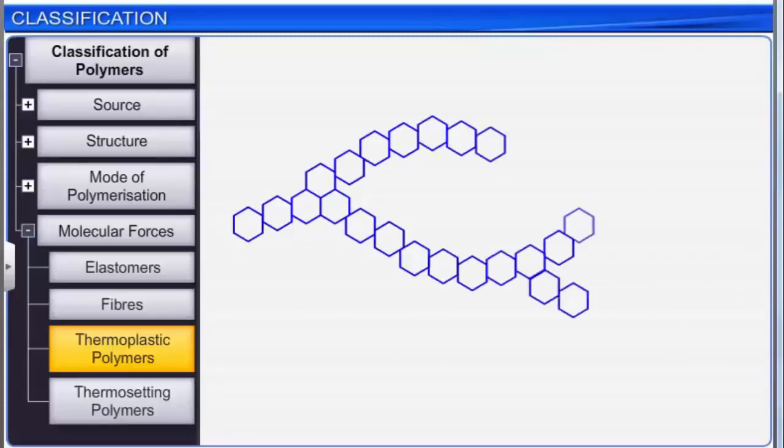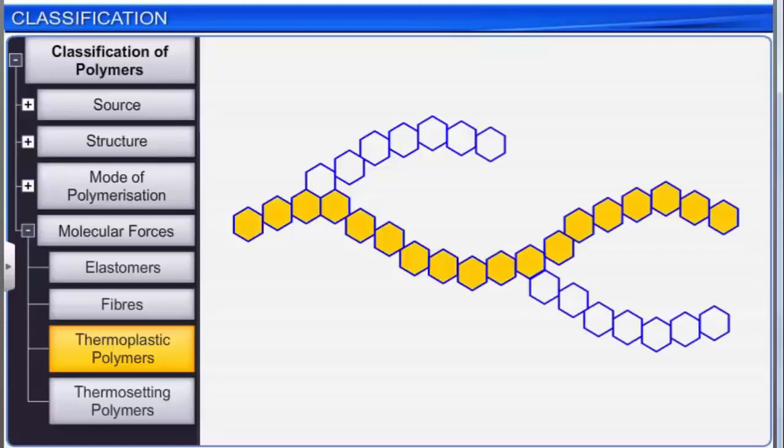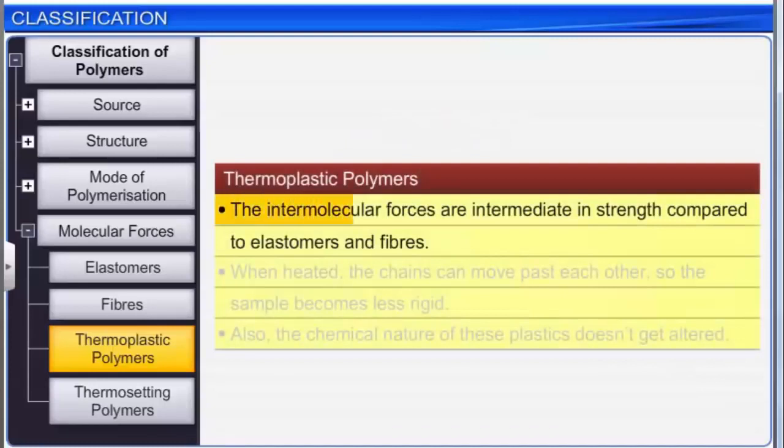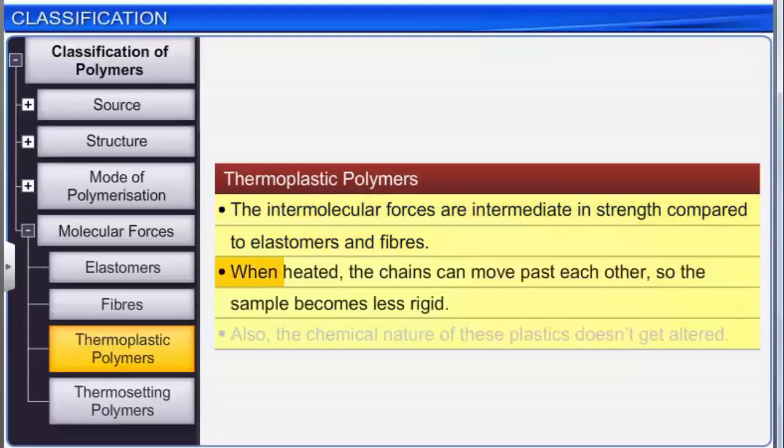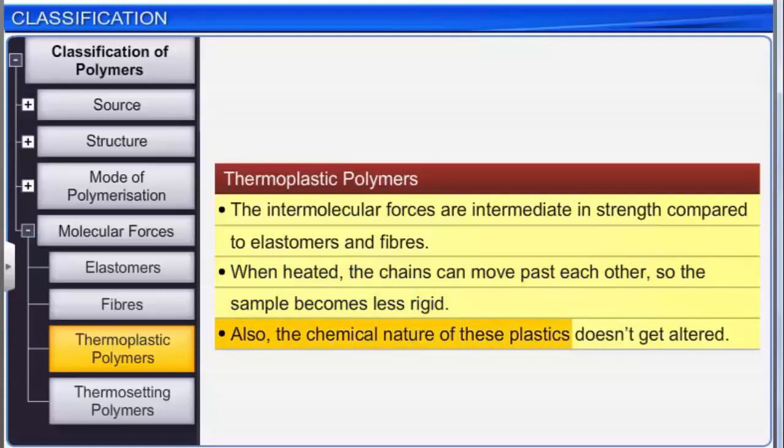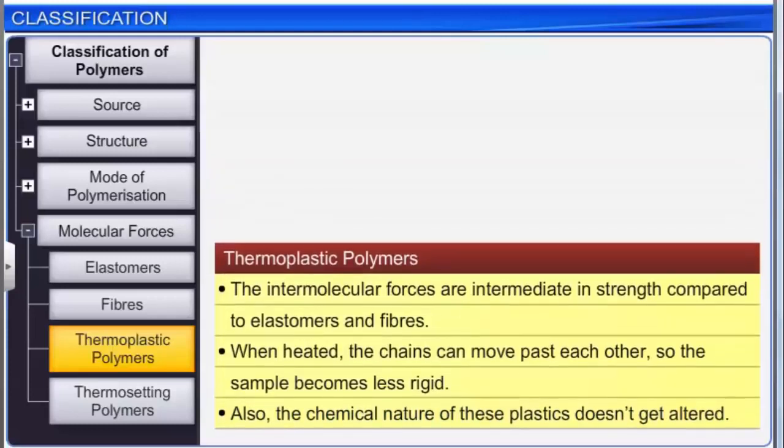The chains in a thermoplastic polymer are linear or slightly branched. The intermolecular forces are intermediate in strength compared to elastomers and fibers. When heated, the chains can move past each other, so the sample becomes less rigid. Also, the chemical nature of these plastics doesn't get altered. Note that these plastics can be recycled after use.